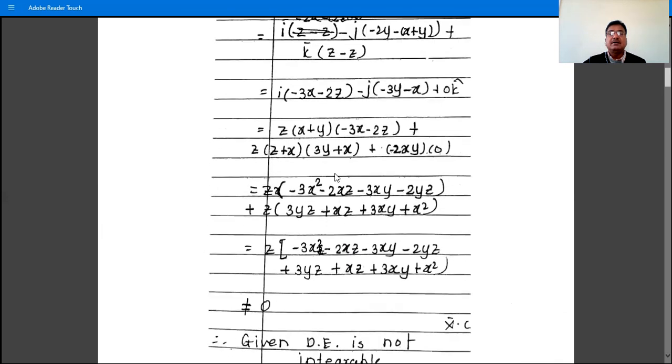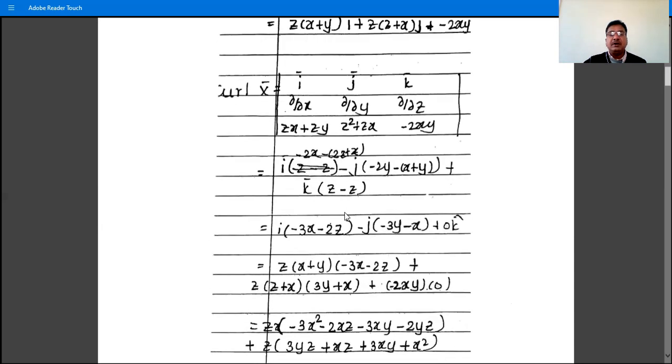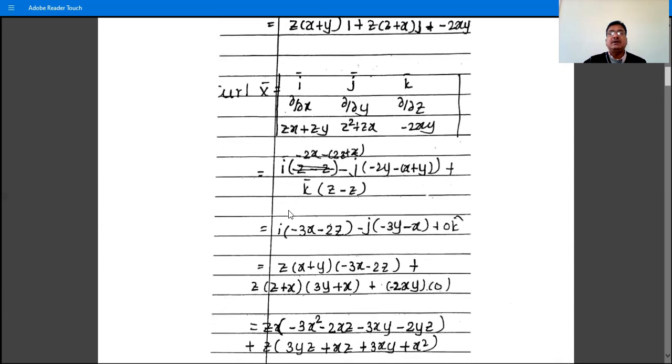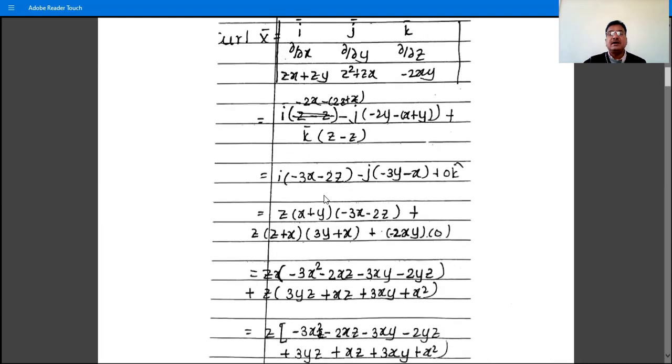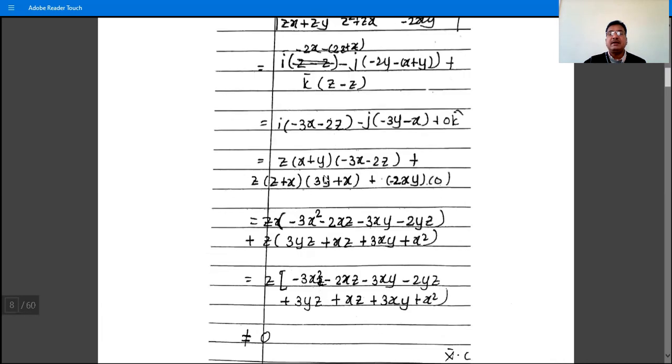Then we have to find X bar dot curl X bar. The correction is: this is X bar dot curl X bar. So what is the dot product of these two vectors, X bar and curl X bar? The dot product is the multiplication of the coefficients of i, that is z(x + y), into this quantity, −3x − 3z.